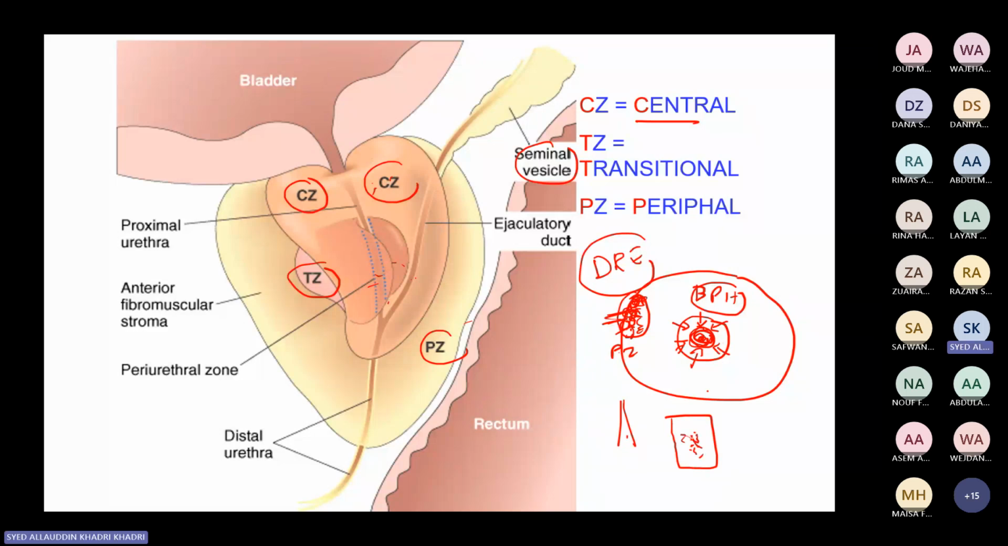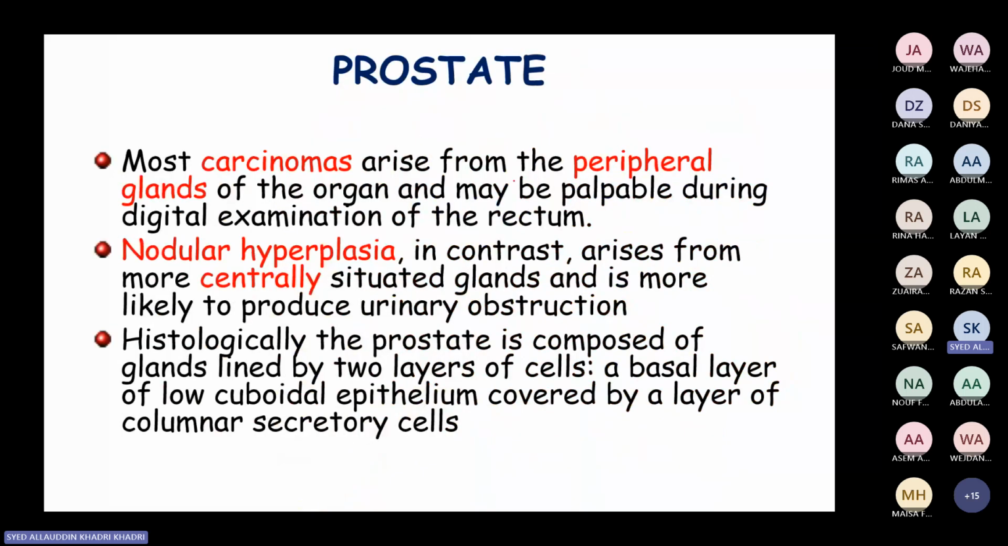Okay, suppose this is not a cancer, only a BPH over here and here also, so you can get the enlarged glands and enlarged stroma because of fibromuscular stroma. Okay, I hope you're understanding. I'm trying to explain to you the crux of the problem. So in the prostate, most carcinomas arise from the peripheral zone or peripheral glands of the organ and may be palpable during the digital examination of the rectum.